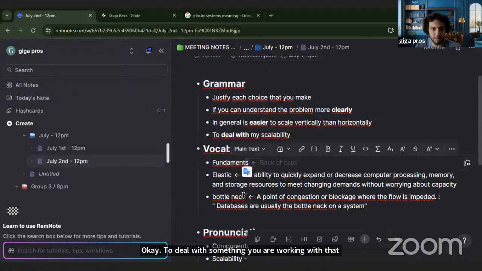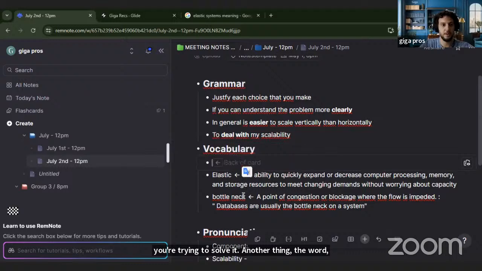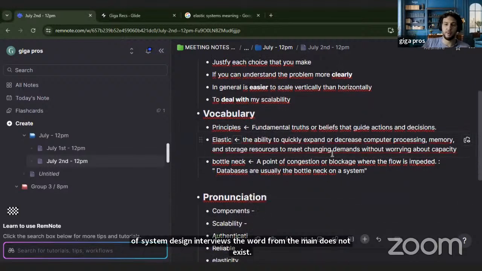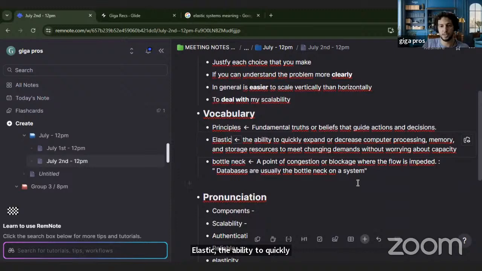Another thing, the word fundaments does not exist in English. You can say principles, which sounds like the same thing, the fundamental truth or belief that guides action and decisions. So you can say those are the principles of system design interviews. Elastic: the ability to quickly expand or decrease computer processing, memory, and storage resources to meet changing demands without worrying about capacity. And bottleneck: a point where everything starts straining and it forms a point of congestion or blockage. So databases are usually one of the bottlenecks in a system.